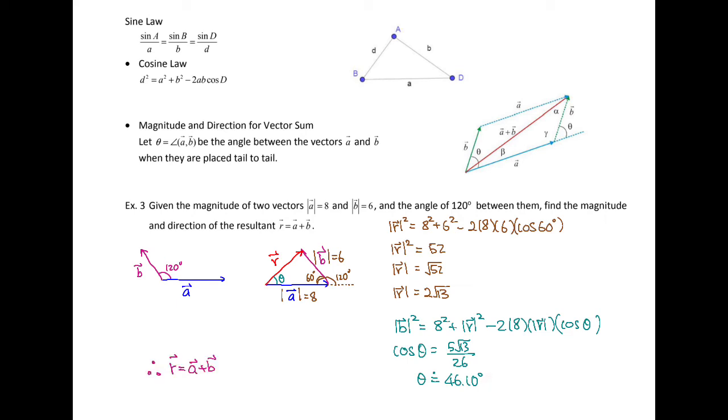Therefore, vector R, which is vector A plus vector B, has magnitude 2 square root of 13, and the direction in the square bracket is 46.10 degrees to vector A.